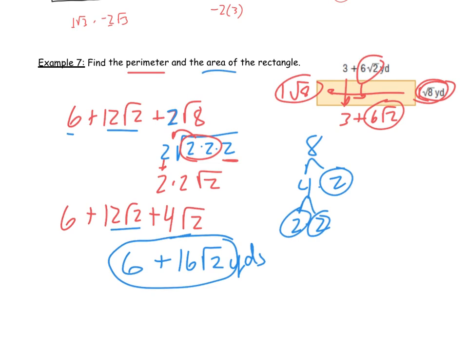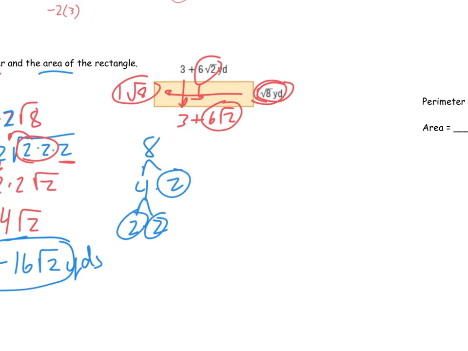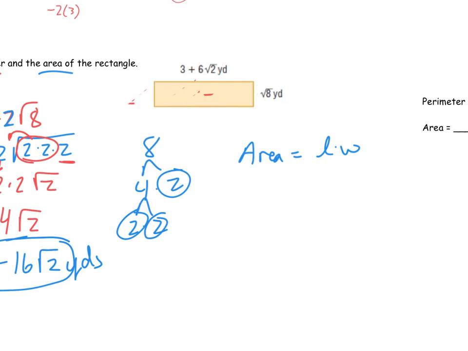Now, for the area. Area equals length times width. So we need to take the length, which looks like it's 3 plus 6 square roots of 2, times the width right here, which is the square root of 8. So we got to do a little bit of distributive property here.